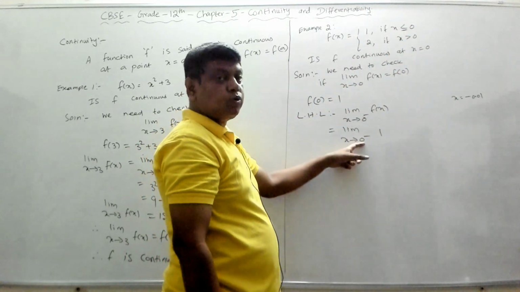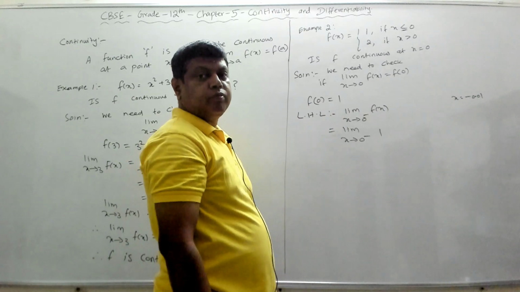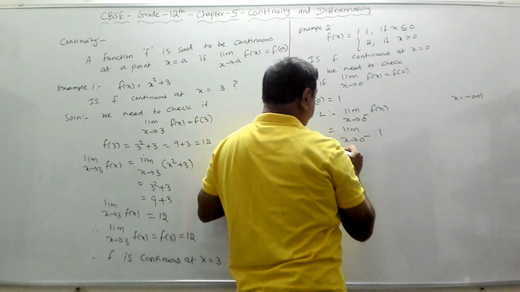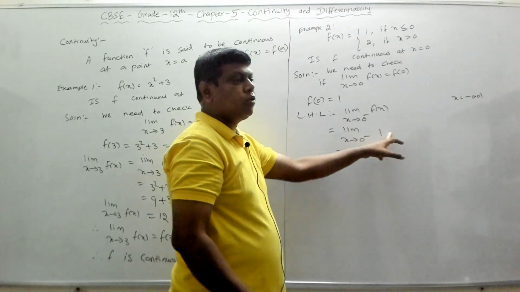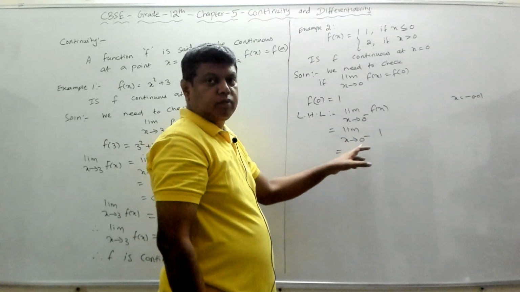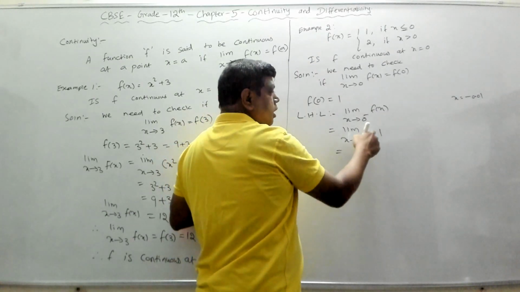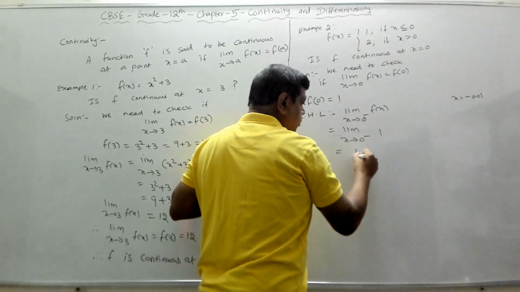X is approaching 0 through the value less than 0. So f of x is 1. Now if you substitute the limit 0 here, which means if you have an x here, you have to put 0, but there is no x. If you have an x here, in the place of x we should substitute the limit as 0, but there is no x, it is 1. So we'll write the 1 as it is.